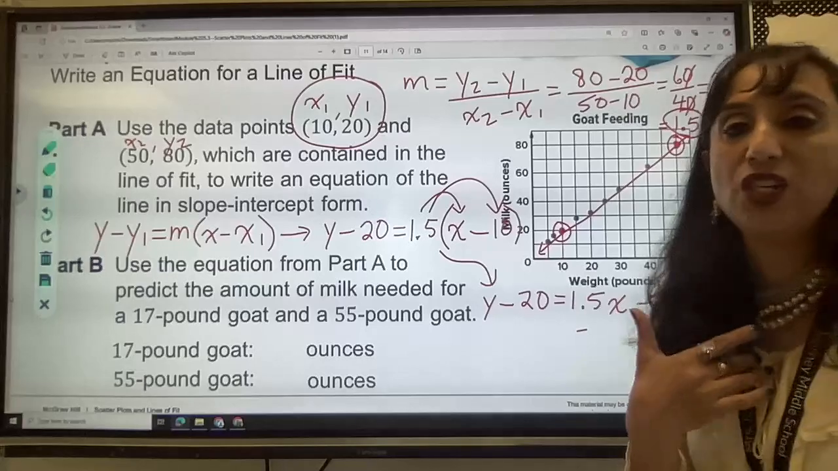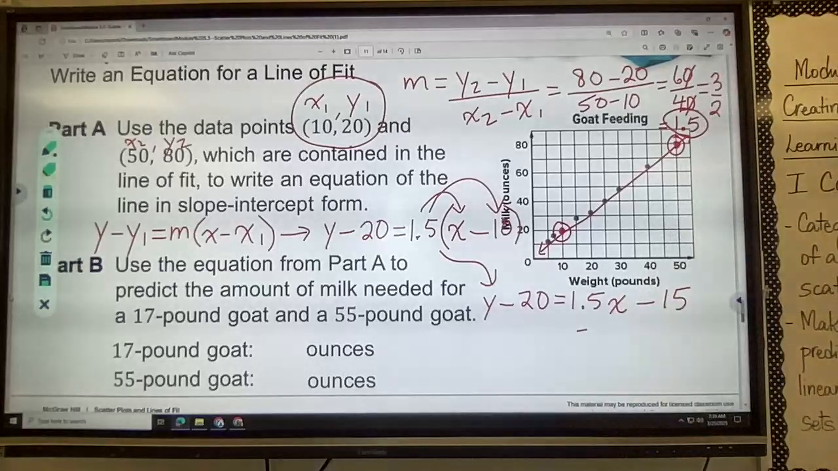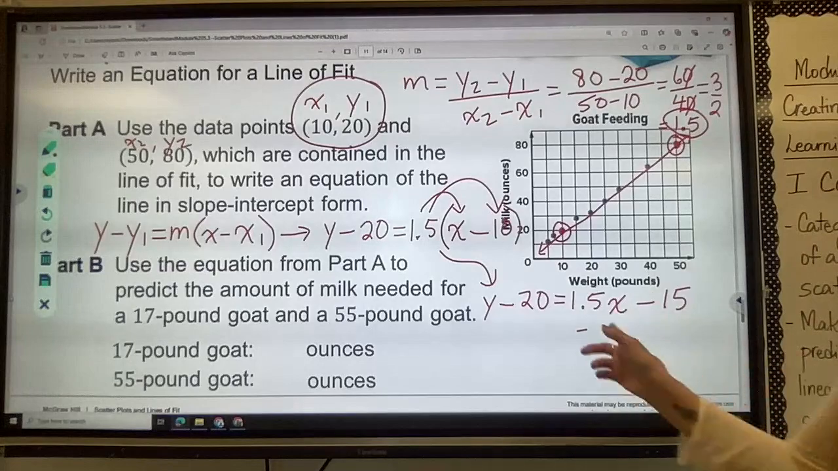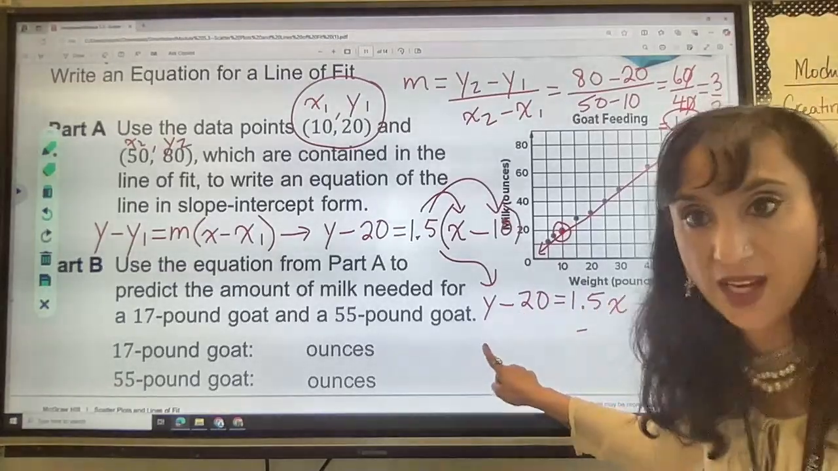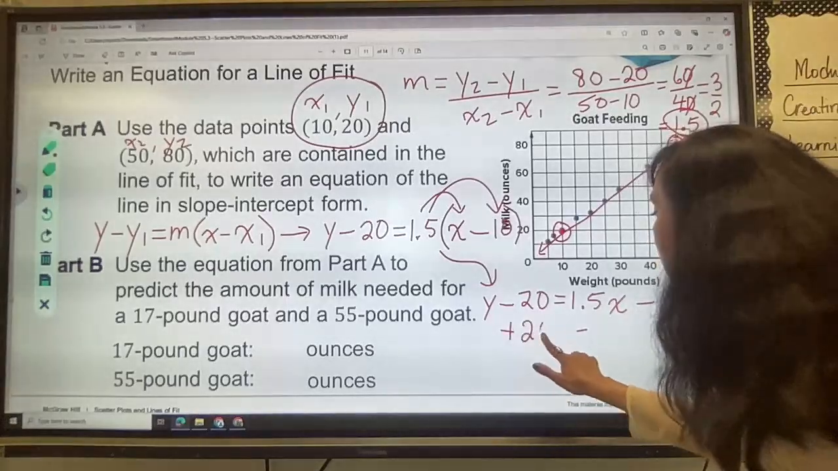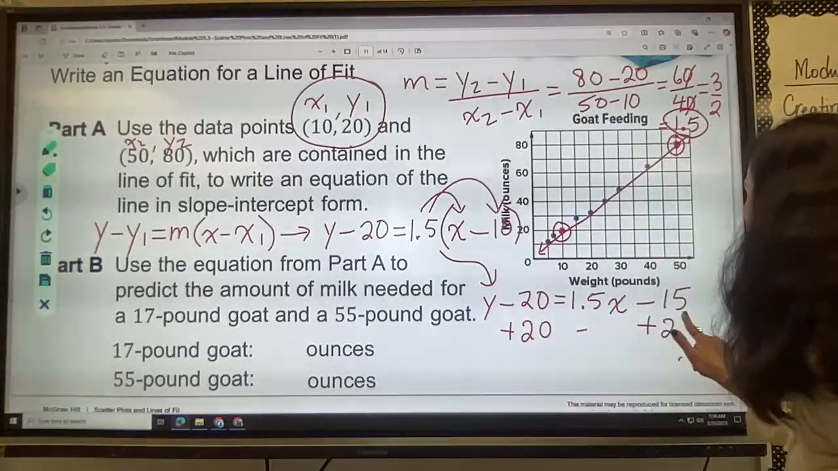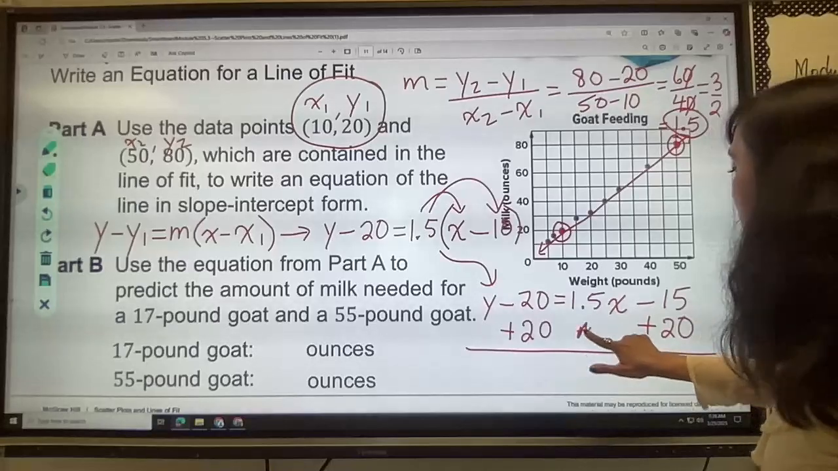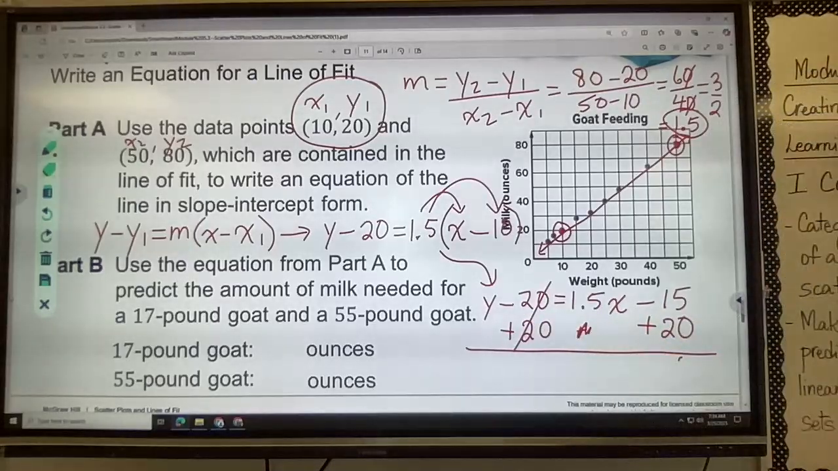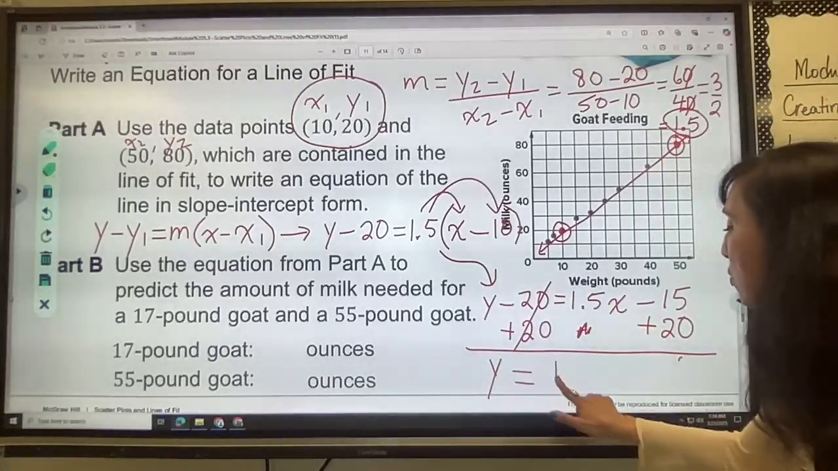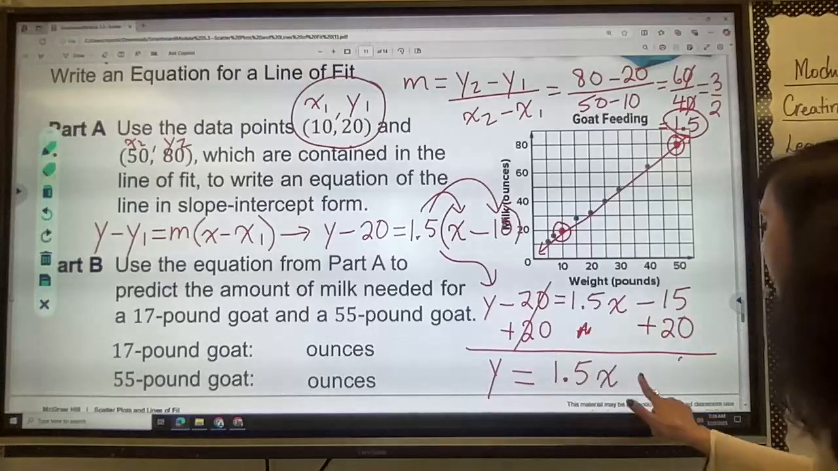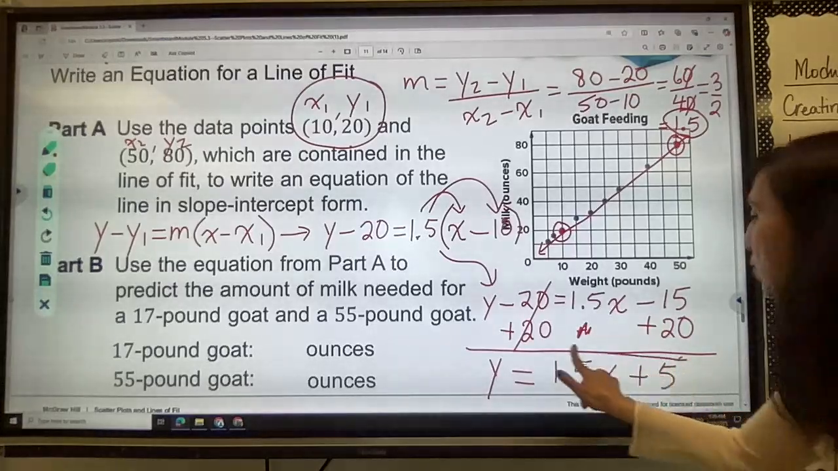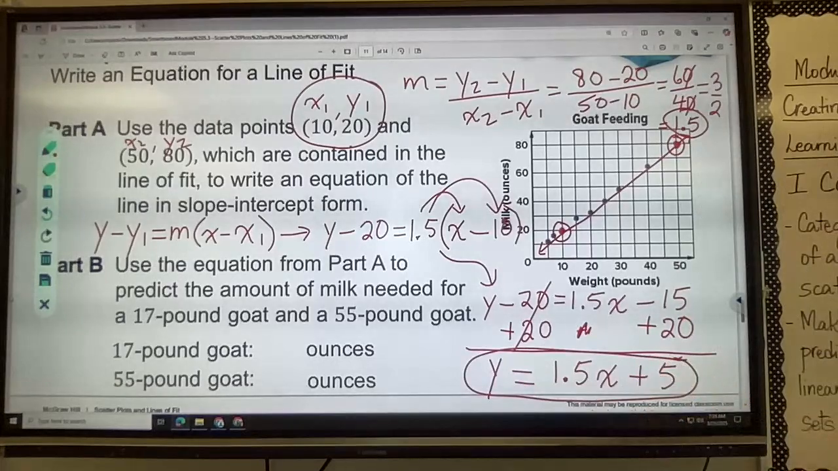And then I am going to do the inverse of subtraction, which is addition. So this is plus 20 on each side of the equation, because whatever I do on one side, I have to do the same thing on the other side. Okay, and so 20 minus 20, I have 0. y is equal to 1 and 5/10 x plus 5. And so this is my equation in slope-intercept form.